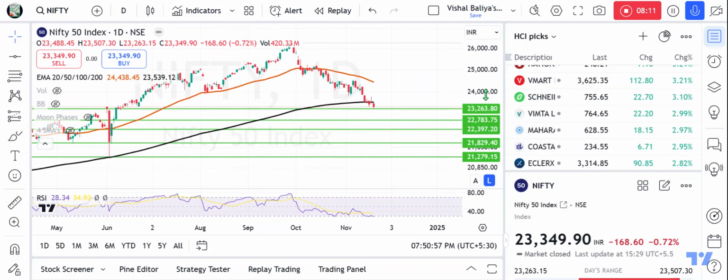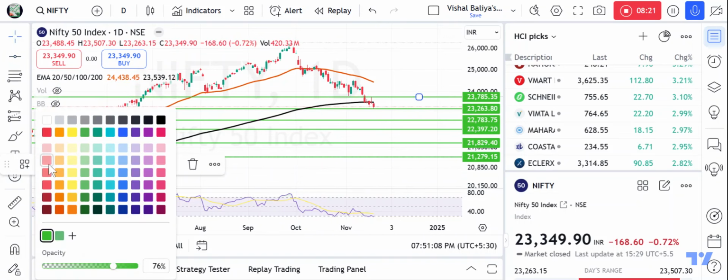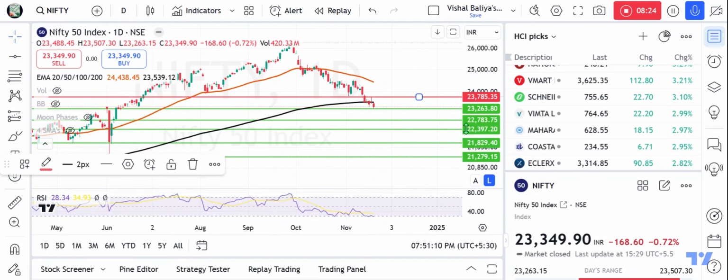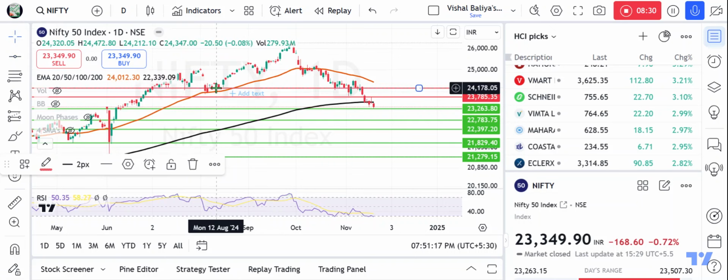The resistances for Nifty are going to be the father line at 23541. After it crosses the father line, it can find some resistance. We'll draw resistance in red color. 23785 can be a resistance. Going further, the next resistance can be 24178.